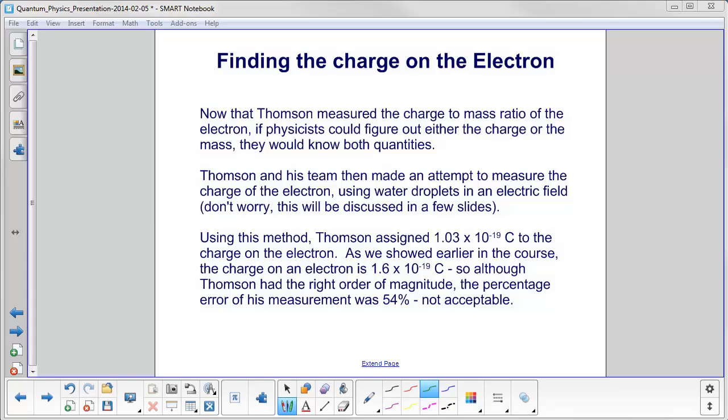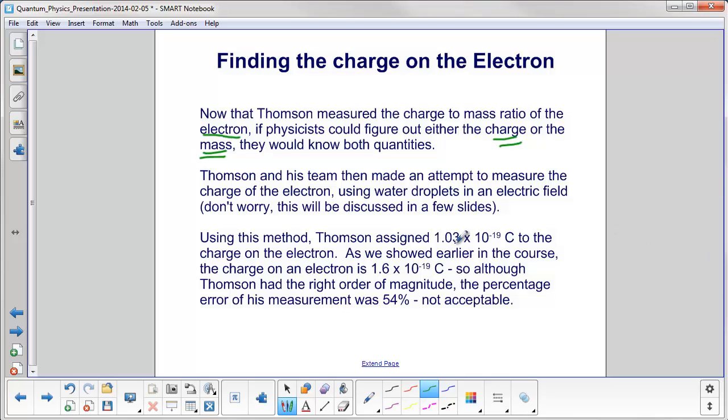Now that Thomson had measured the charge to mass ratio of the electron, if the physicists could figure out either the charge or the mass, they would then know both quantities. His team made several attempts to measure the charge of the electron using water droplets in an electric field, and don't worry, we're going to talk about that in a few slides.